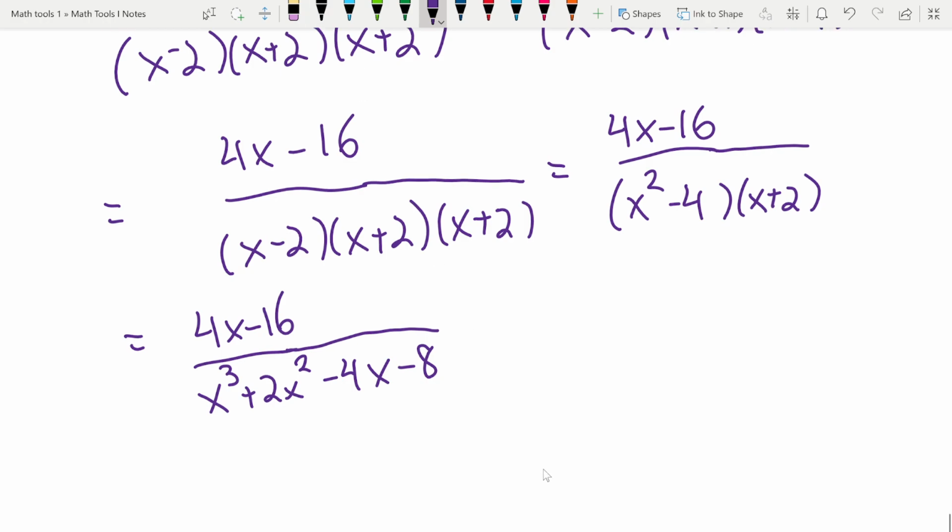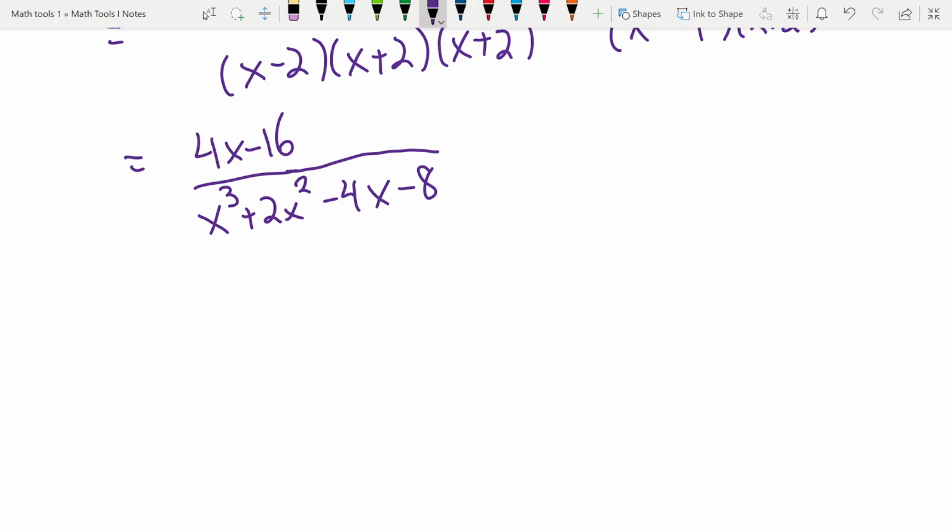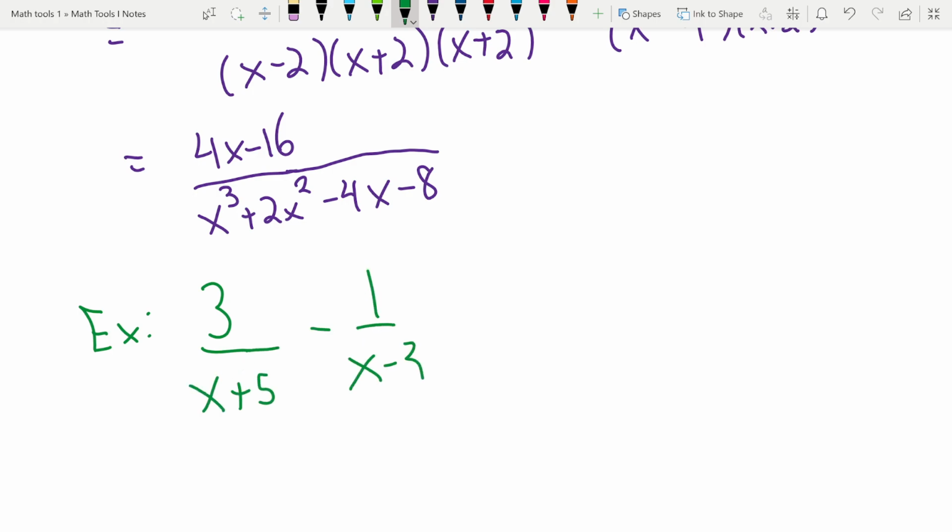So let's go ahead and do another one here. Okay, so we have 3 over x plus 5 minus 1 over x minus 3. Here they don't have any common factors, so their least common multiple is just going to be the product again. So we multiply by x plus 5 over x minus 3 on this side, right? So that we get x plus 5 times x minus 3, and then we'll multiply this one by x plus 5 over x plus 5.